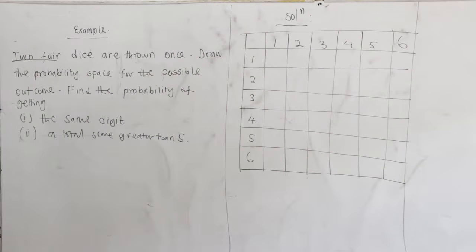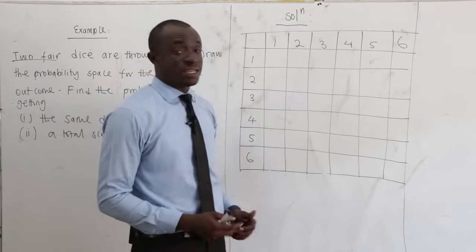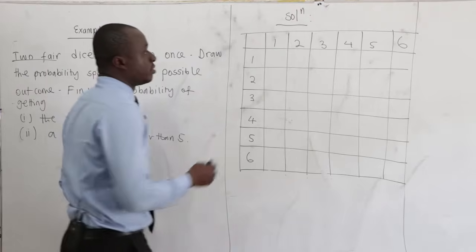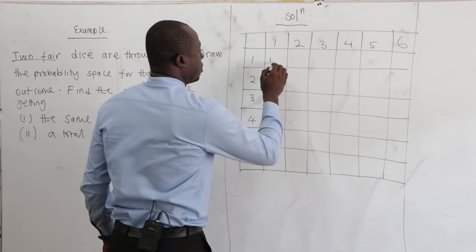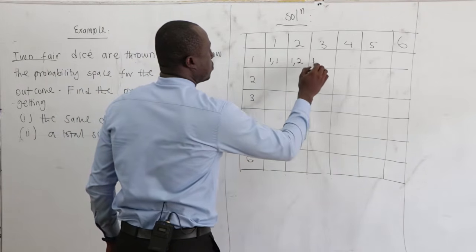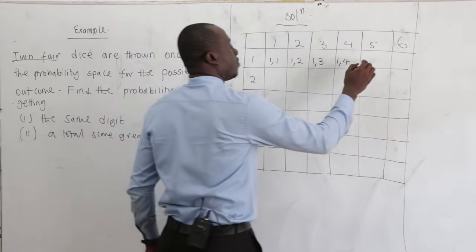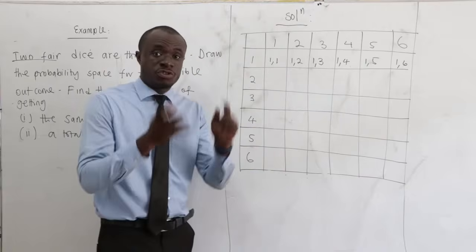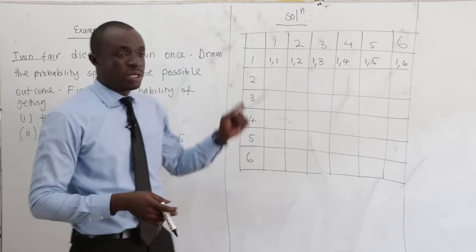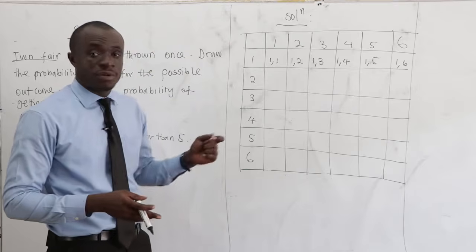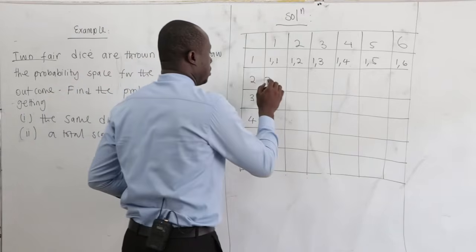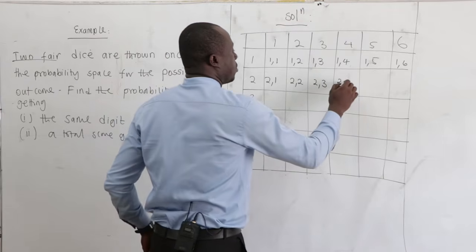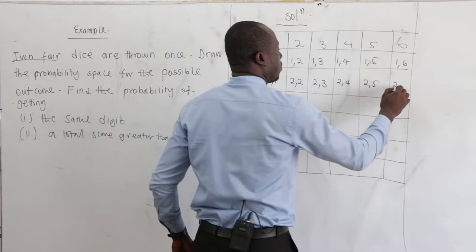Now, the sample space: this is the first die, this is the second die, and then they are being thrown. So the possible events will be 1,1, 1,2, 1,3, 1,4, 1,5, 1,6. Either you score 1,1, or 1,2, 1,3, 1,4, 1,5. And here it can either be 2,1, 2,2, 2,3, 2,4, 2,5, 2,6.